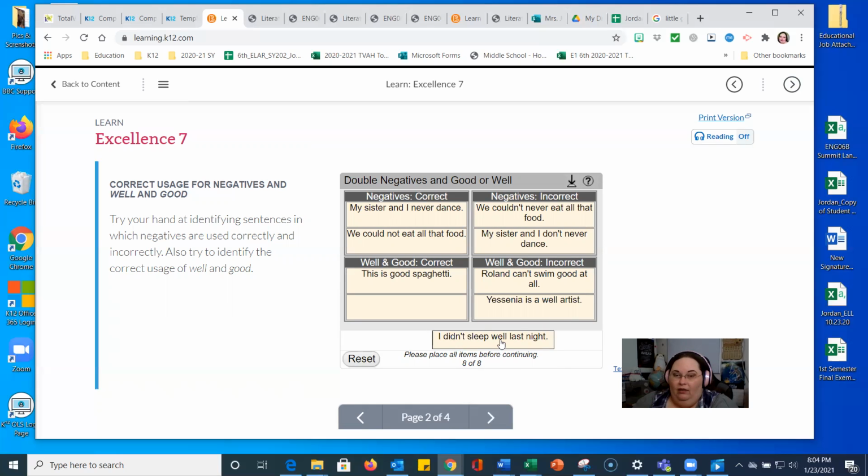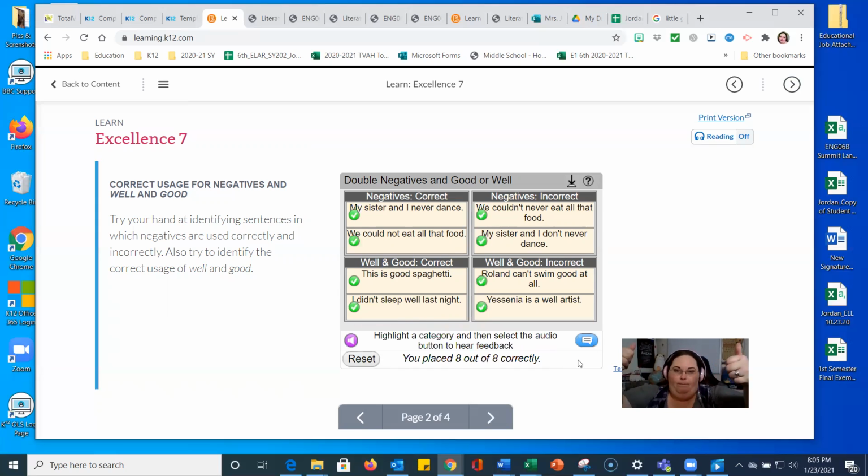I didn't sleep well last night. Okay, well is our word. It's modifying sleep. Is sleep a verb? If it is, it's being used correctly because well, remember, is an adverb. If sleep is a noun, it is being used incorrectly. Sleep is something you can do, so it is a verb, and therefore well is modifying a verb as an adverb, as it should. So it is correct.